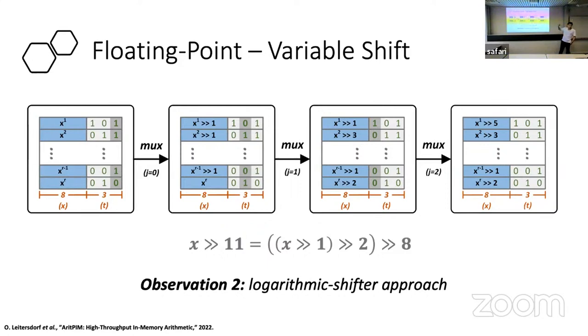And it all still happens relatively fast, because we're both utilizing the multiplexer to work on all rows in parallel, and because the logarithmic shifter gives us only logarithmic time complexity.